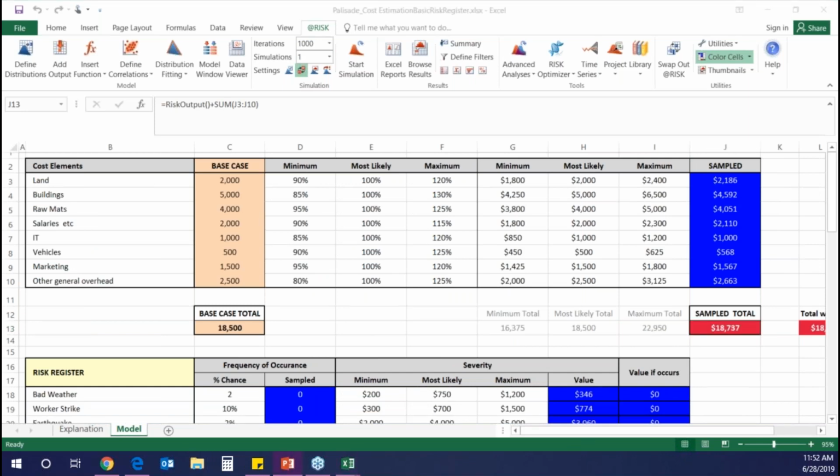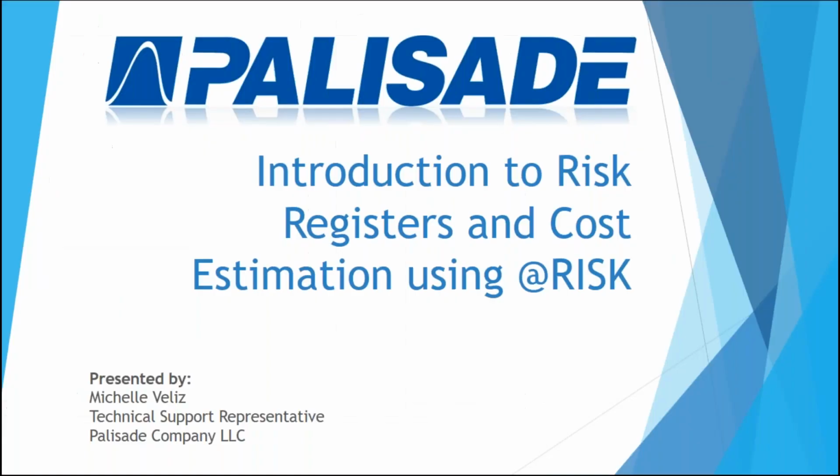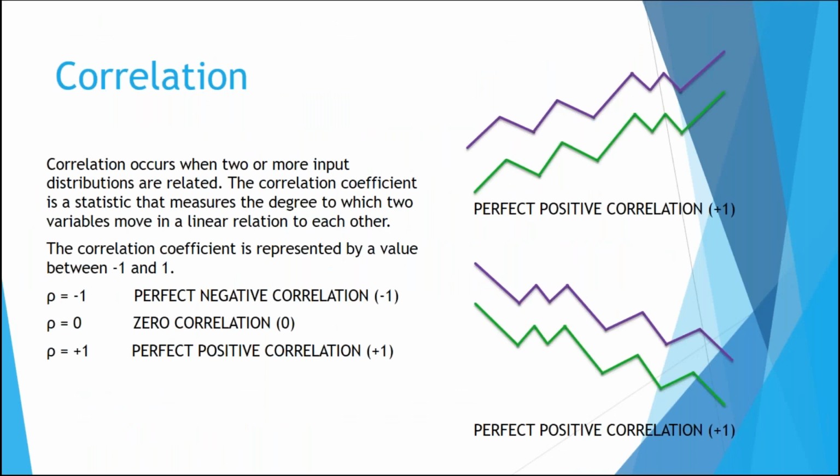We've been working so far with the assumption that our cost elements are not related to each other. And really, we shouldn't say that, because there is a chance that two or more of them actually have a relationship with one another. So what if they're not really independent variables? One thing that we must understand first is what correlation is. A correlation is when two or more input distributions are related. And the correlation coefficient is a statistic that measures that relationship. So it measures the degree to which those two or more variables move in a linear relation to each other.